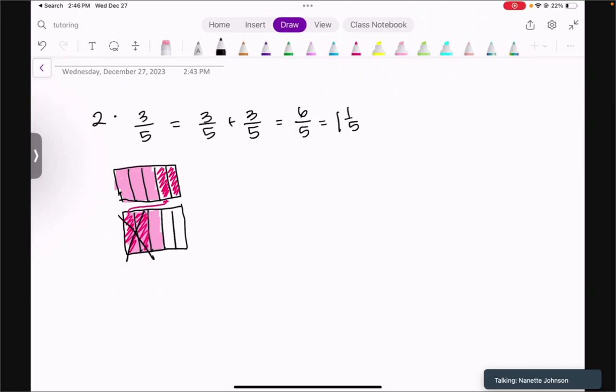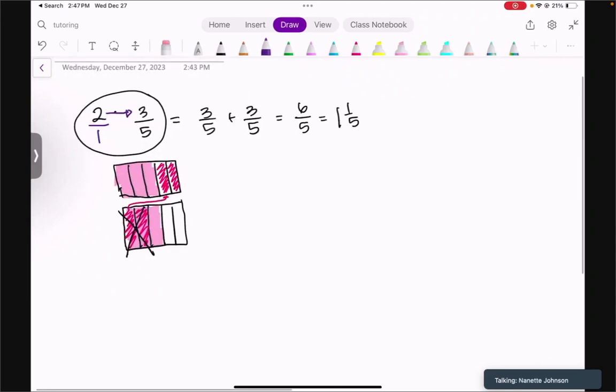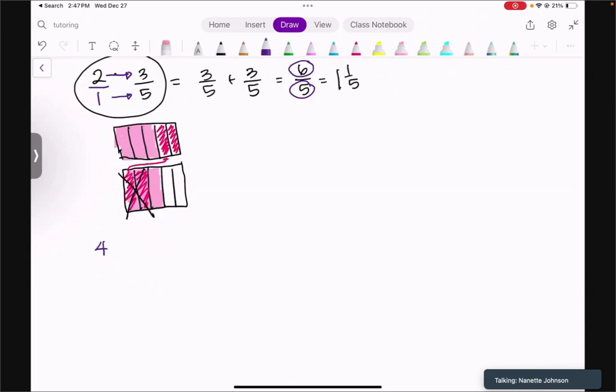So when you're multiplying fractions, going back over here, you're really just multiplying numerator times numerator, right? 2 times 3, that's where the 6 comes from. And 1 times 5, that's where the 5 comes from. So now you know how to multiply fractions. So for example, if I said, hey, what's 4 ninths times, I don't know, 3 halves. So you're just multiplying across like this. So what's 4 times 3? Oh, that's 12. What's 9 times 2? Oh, that's 18. And then you simplify.